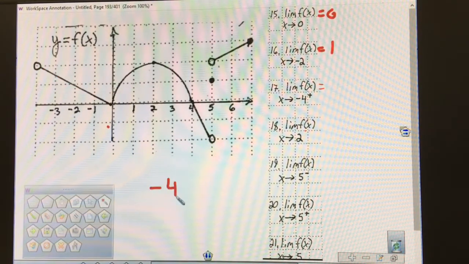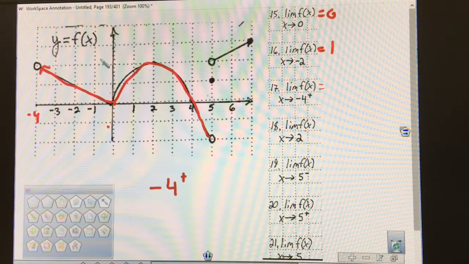Number 17 is a little trickier. It says approaching negative 4, but it has a little positive symbol up there. That means I'm going to be approaching that x value of negative 4 from the right, and I'm getting closer and closer to that point. What y value am I getting closer and closer to? It looks like it's going to be a y value of 2. I don't actually have to reach it, I just have to get closer and closer. The limit is 2.